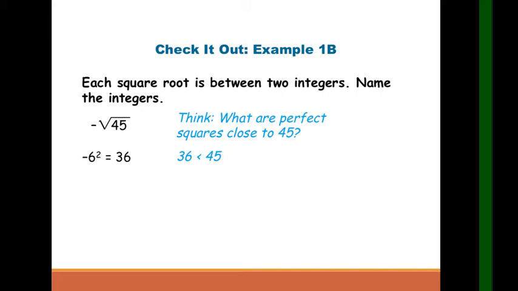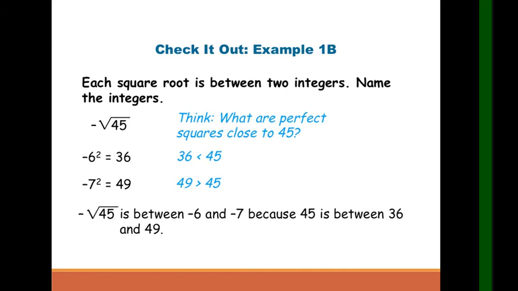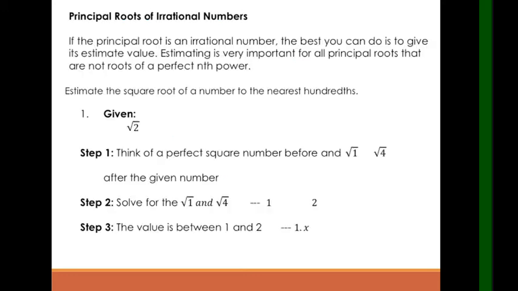And syempre, after ng 6, meron tayong 7 squared or negative 7 squared, which is equal to 49. And 49 is greater than 45. So therefore, negative square root of 45 is between negative 6 and negative 7 because 45 is between 36 and 49. Now, let's talk about the principal roots of irrational numbers.